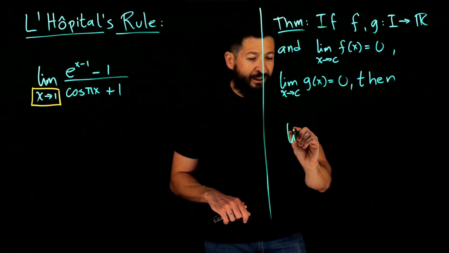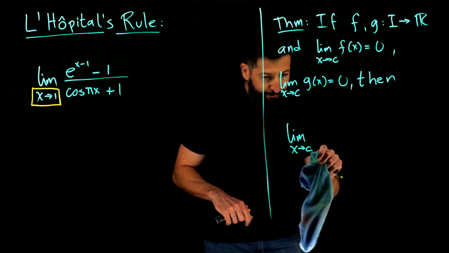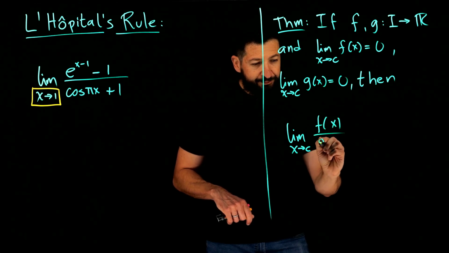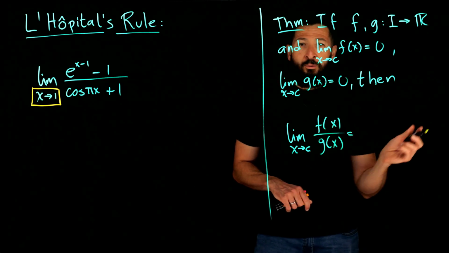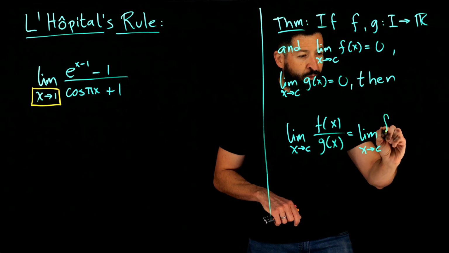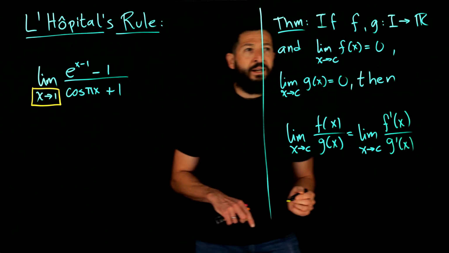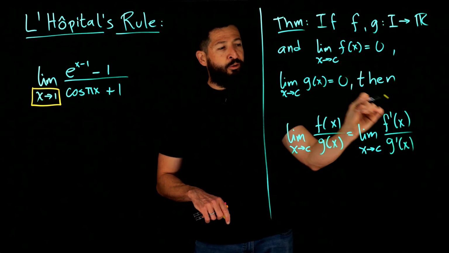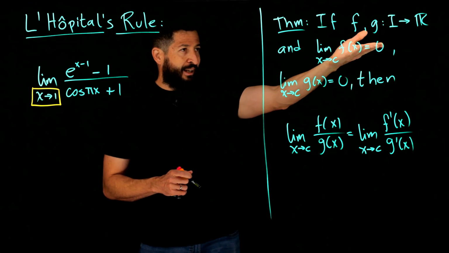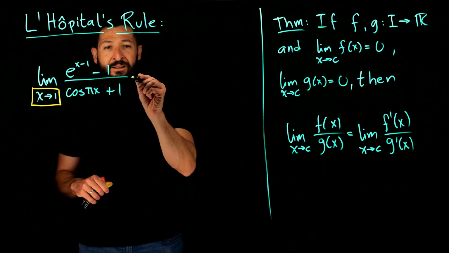But what I need you to see is this: the limit as x goes to C of f of x over g of x is going to be equal to the limit as x goes to the same C of the derivatives. This is not a quotient rule. Be careful, that's a thing that people make a mistake with. You're taking the derivative of the numerator and the derivative of the denominator. So here we have 0 over 0, which gives us what the theorem requires. So we can take the limit by taking the limit of the derivatives.